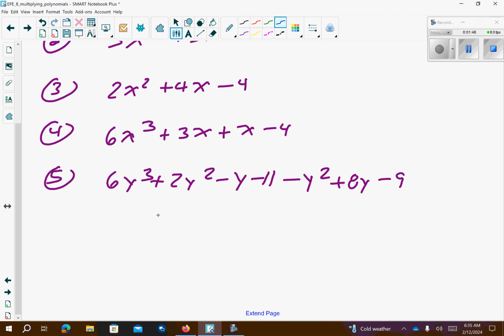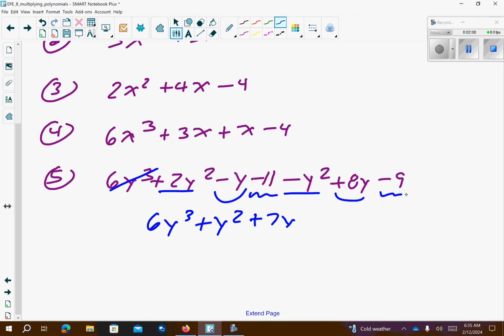This is my largest exponent, so 6y to the third, so we're done with that. 2y squared minus y squared is y squared. And then negative y plus 8y is 7y. And then negative 11 and negative 9 is negative 20.